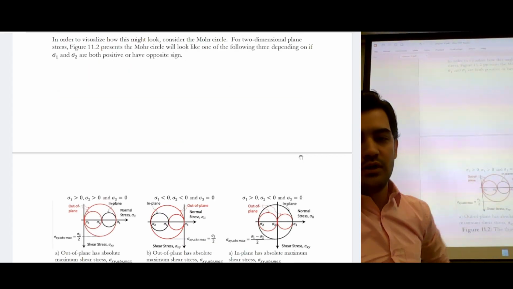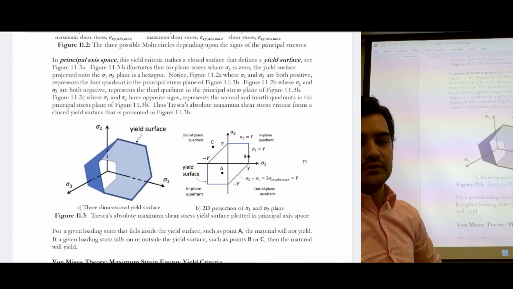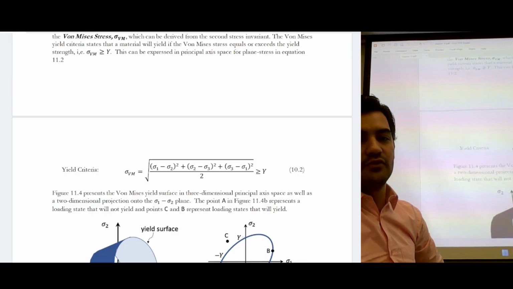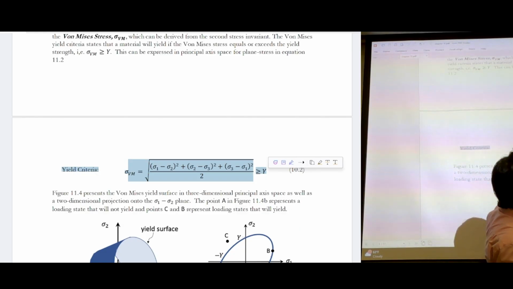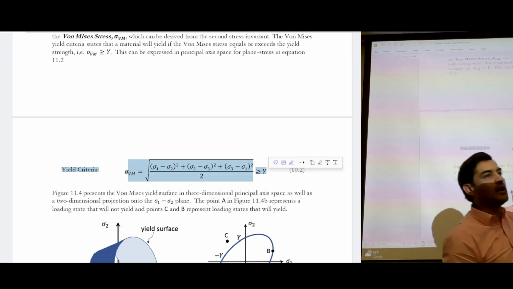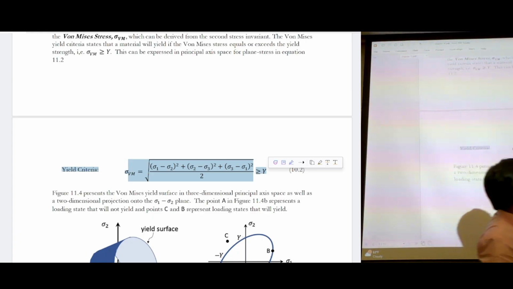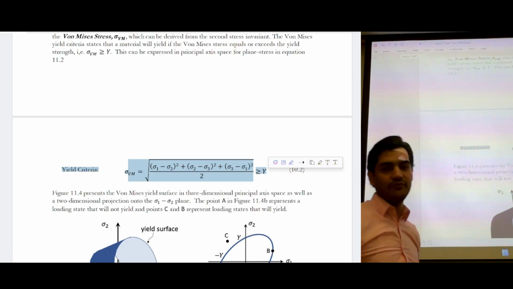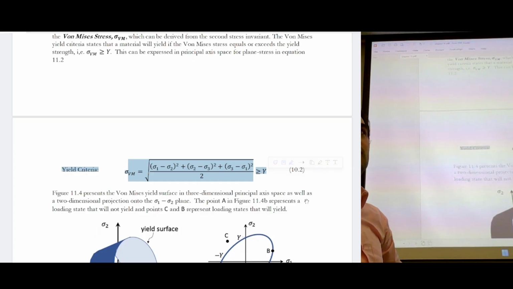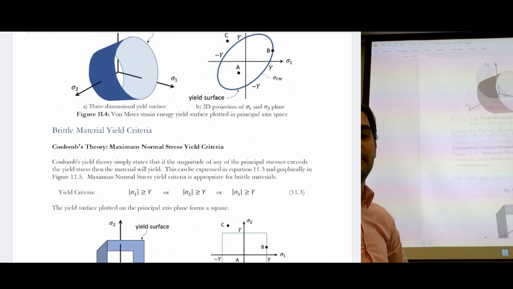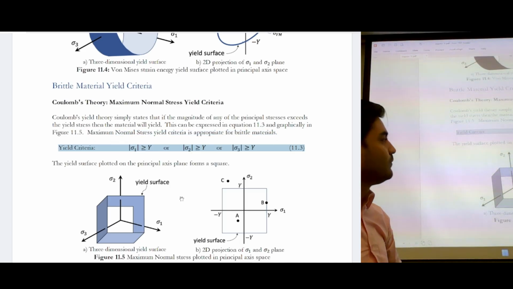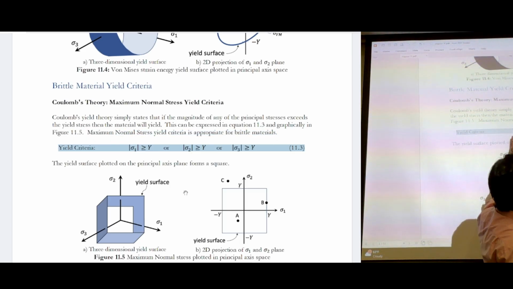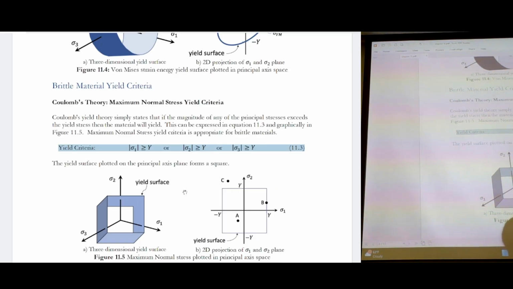And we also talked about von Mises. So this was the yield criteria for von Mises. Similarly, you can calculate stress 1, stress 2, stress 3 from our stress element, and we can compare them with the yield criteria, and we can figure out if a given loading condition will observe yielding or not. If it's a brittle material, then we can use Coulomb's theory. This is the formula for Coulomb's theory. All we have to do is individually check our stresses against the yield criteria.